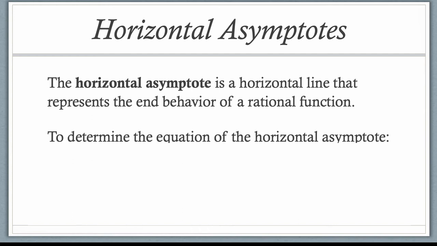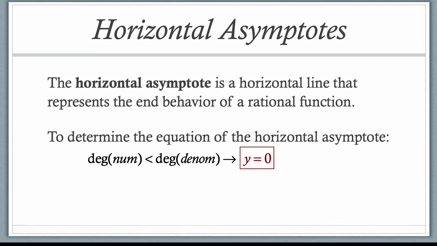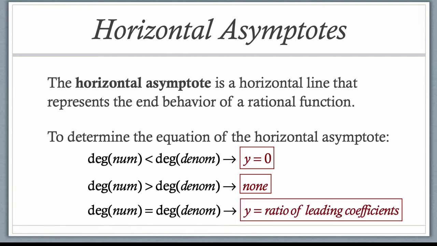To determine the equation of the horizontal asymptote, I need to have information about the degree of the numerator and denominator. If the degree of the numerator is smaller than the degree of the denominator, there will always be an asymptote at y equals 0. If the degree of the numerator is greater than the degree of the denominator, that's even easier. There's no horizontal asymptote. However, if the degrees are equal, the asymptote is the ratio of the leading coefficients of my numerator and denominator.